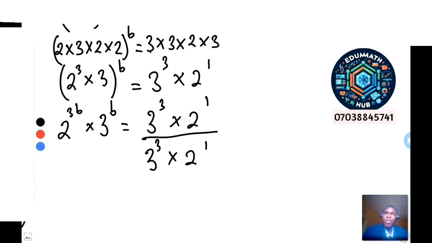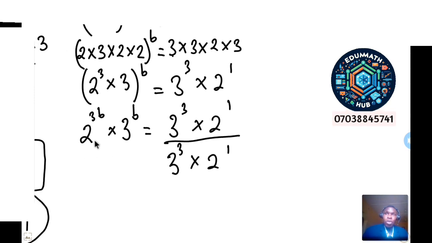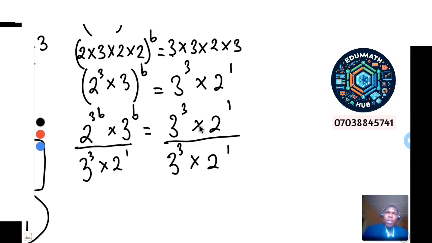Let's go. Now, to the left hand side, do the same thing on the left hand side. So you have divided by 3 raised to the power 3 times 2 raised to the power 1. So everything here will give you 1.